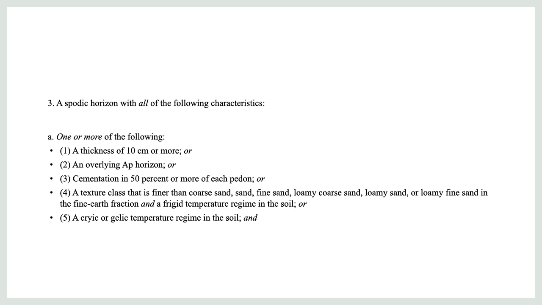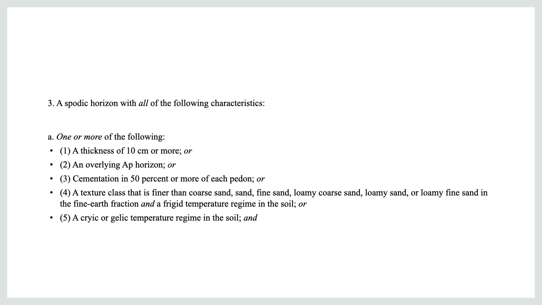Another option is that I find a spodic horizon with all of the following characteristics. This spodic horizon should present a minimum thickness of 10 centimeters or more. It should register an overlying Ap horizon or a cementation in 50% or more of each pedon, or a textural class that's finer than coarse sand, sand, fine sand, loamy coarse sand, loamy sand, or loamy fine sand in the fine earth fraction, and a frigid temperature regime.